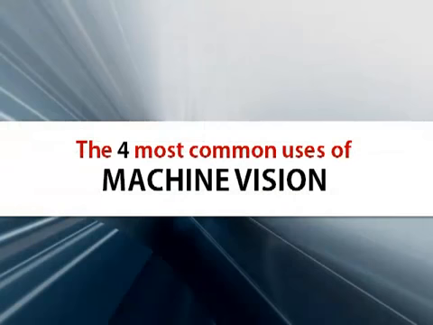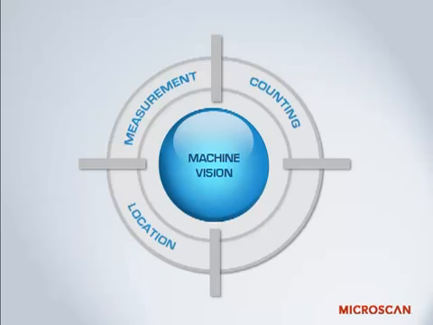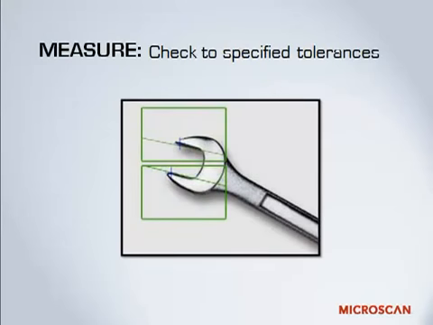Let's talk about some of the most common applications of machine vision. As it has developed, machine vision's applications have grown into 4 basic functions: measurement, counting, location, and decoding. Since its start, machine vision has been widely used for measurement, and by this we mean the automated measurement by a machine. That measurement can then be checked to a specified tolerance.